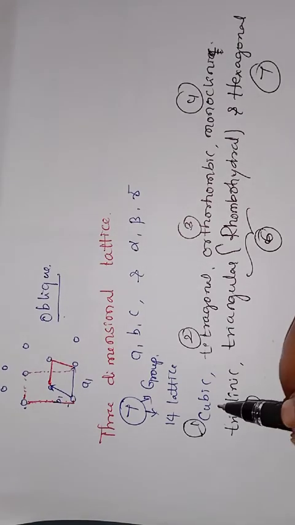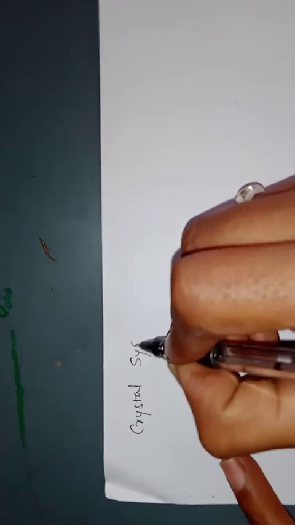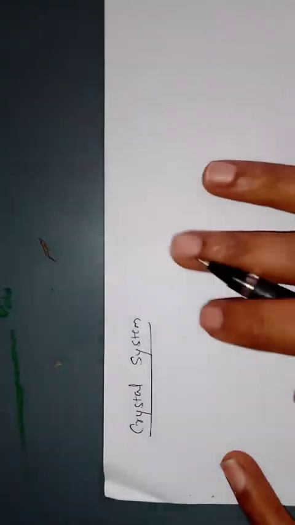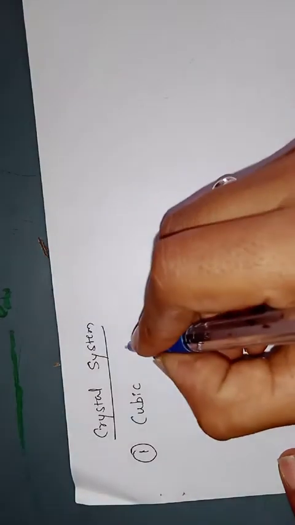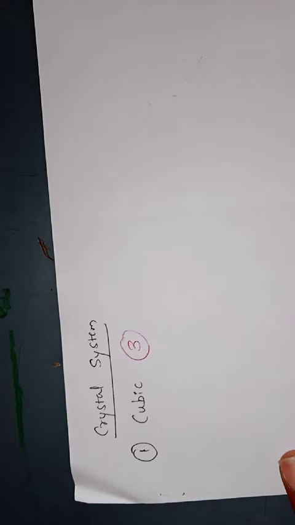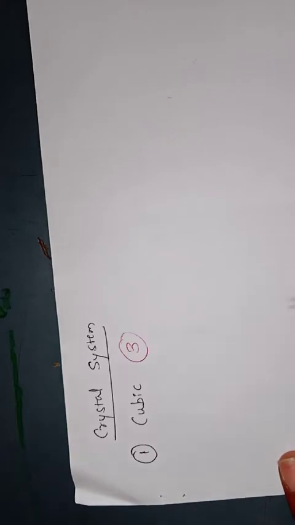So let's study each of these 7 crystal systems. Which is the first crystal system? The first crystal system is cubic. Here the number of lattices is 3. Then what are the lattice types?